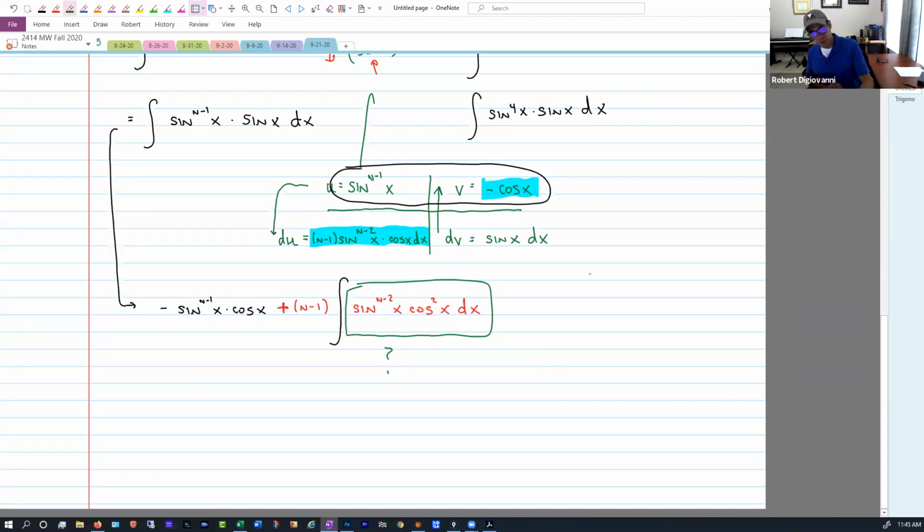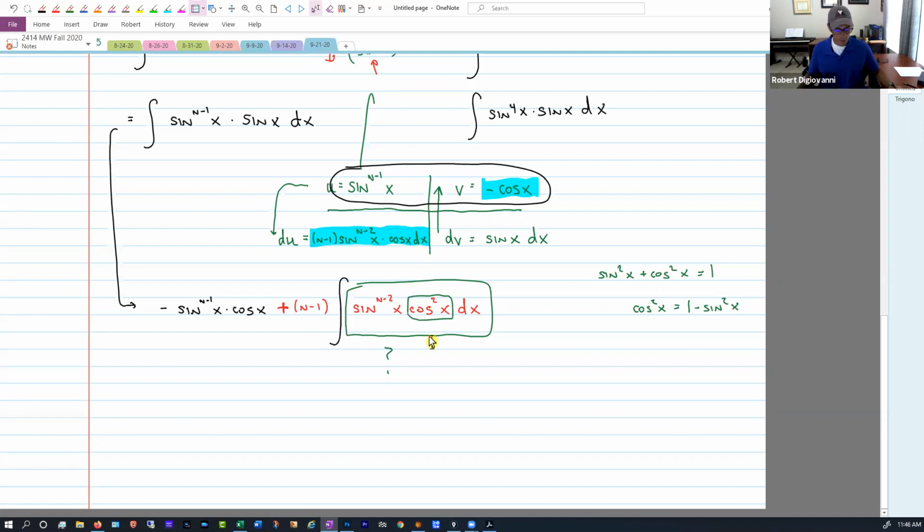I'm gonna go back to pre-cal. I'm gonna remind everyone of the Pythagorean identity. We know that sine squared x plus cosine squared x equals 1. And you can solve this for cosine squared x by subtracting sine squared x on both sides, right? So cosine squared x is 1 minus sine squared x. So what I'm going to do is replace this cosine squared x with that.